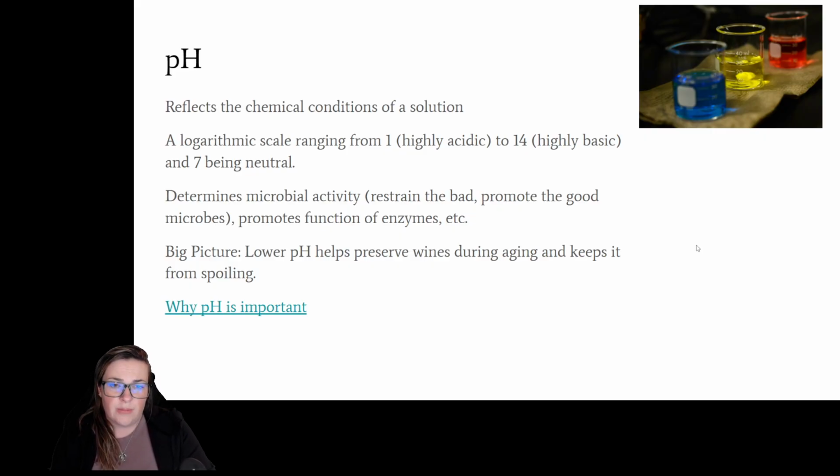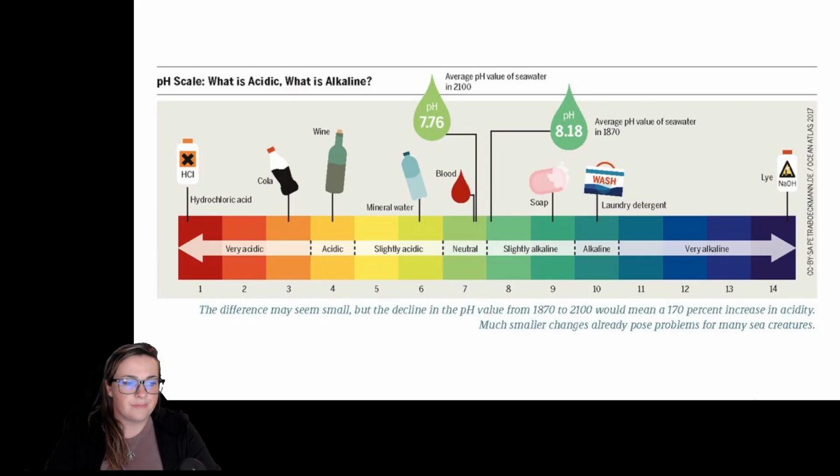We want the pH to be in a certain range for our fermenting must to be healthy, for the yeast and bacteria that we're using to be happy and be promoted, right? So all these functions are reliant on the pH of the solution that they're living in. Also, lower pH helps preserve wines during aging and keeps them from spoiling, because it's a state where spoilage yeast or bacteria cannot thrive. That's why it's important.